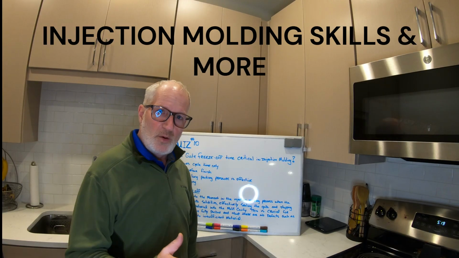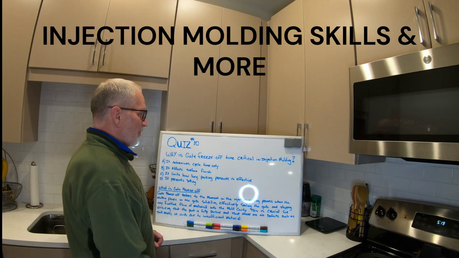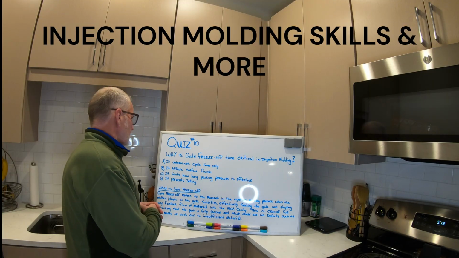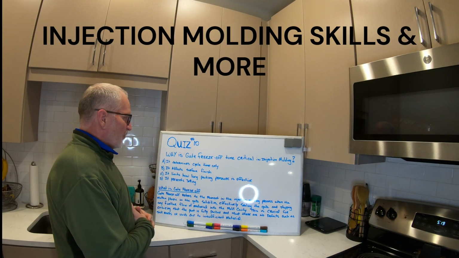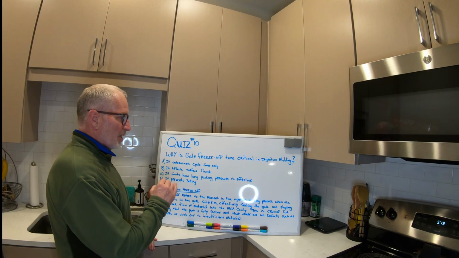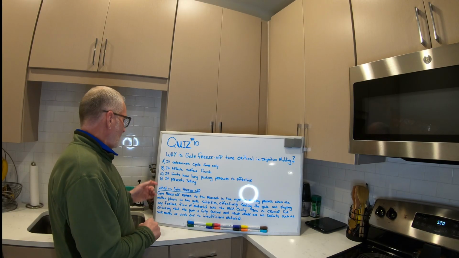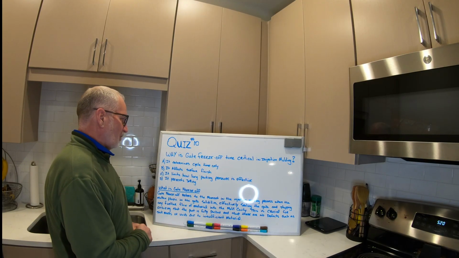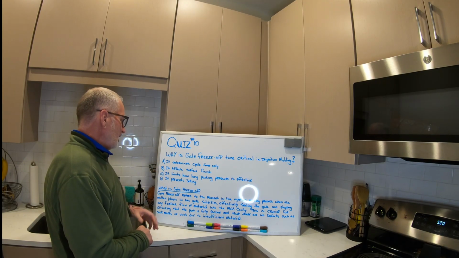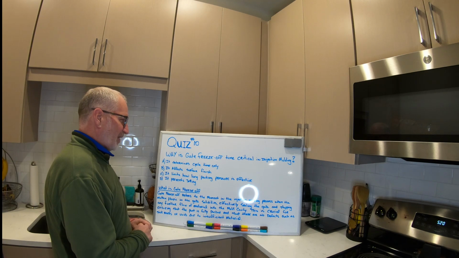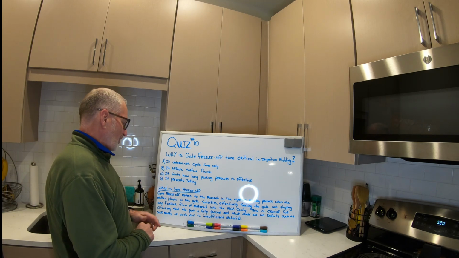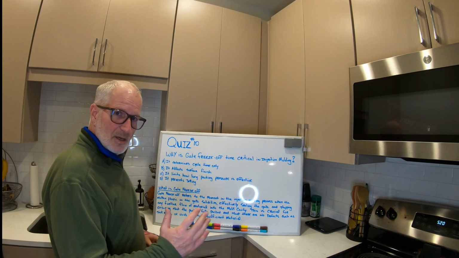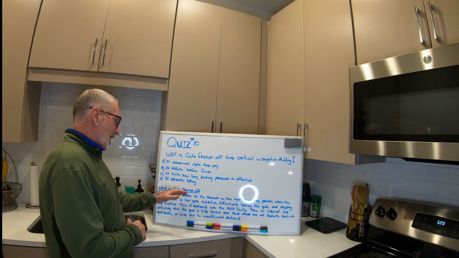So today's video we are going to go into quiz number 10. So let's jump into this. Why is gate freeze off time critical in injection molding? So what you want to do is A, it determines cycle time only. B, it affects surface finish. C, it limits how long pack pressure is effective. D, it prevents jetting. Okay, so let me go over what is gate freeze off.